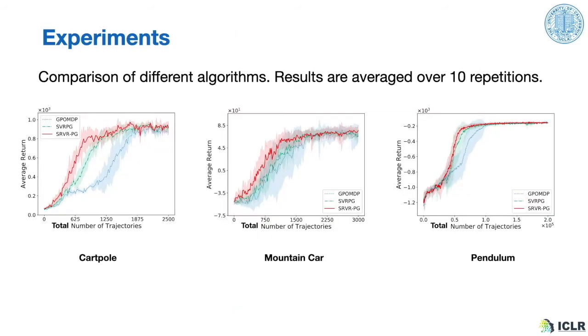We conducted experiments on CartPole, MountainCar, and Pendulum to verify the performance of SR-VRPG. It can be seen from the results that SR-VRPG converges much faster than vanilla policy gradient methods, and also the variance-reduced one, SVRPG.